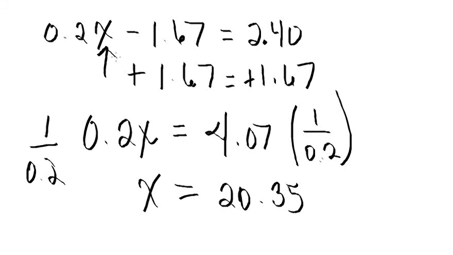Right, so we can always go back and make sure we check our work. So we would plug that in, and this left side had better be equal to 2.40, or we may have done it incorrectly. All right, so moving on to some more examples.